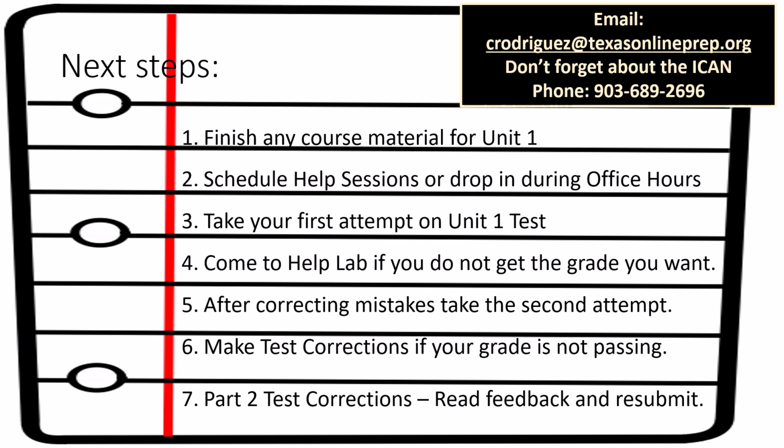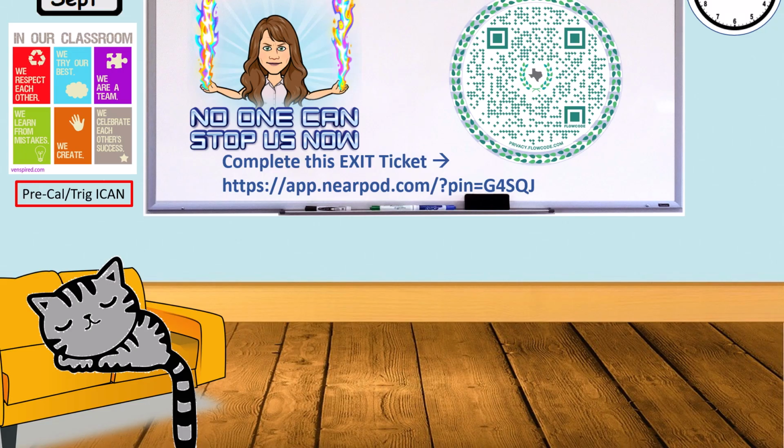After correcting those mistakes and taking the second attempt, if your grade is still not passing, that's when you can do test corrections. But you have to come and see me to get help before you just automatically jump to test corrections. I'll explain how that works and how to get those things turned in. The Part 2 test corrections, you can do those multiple times. Just remember we have a cutoff date, October 16th. Read my feedback and resubmit. All right, follow those steps and I know you'll do great.